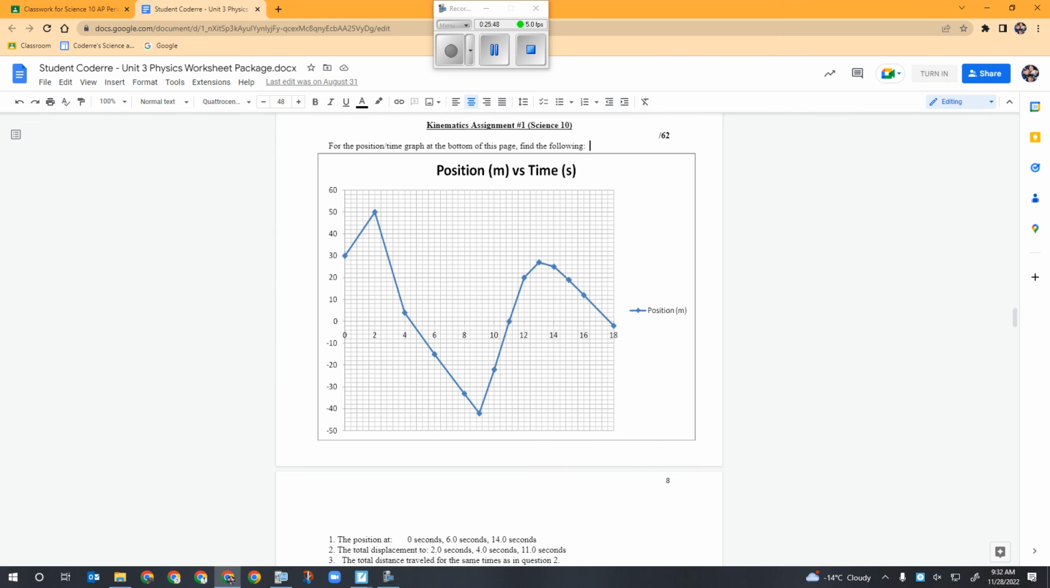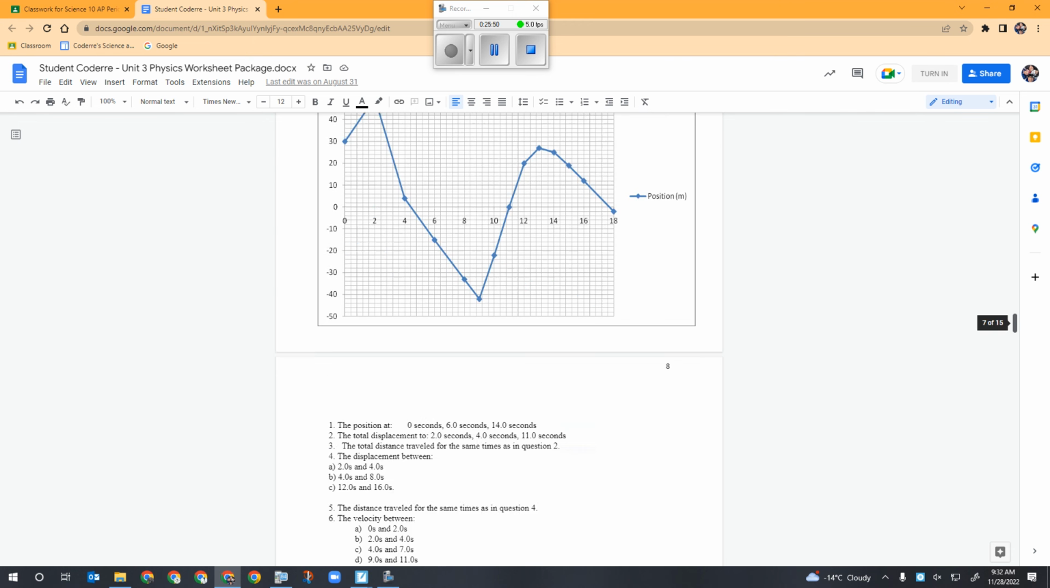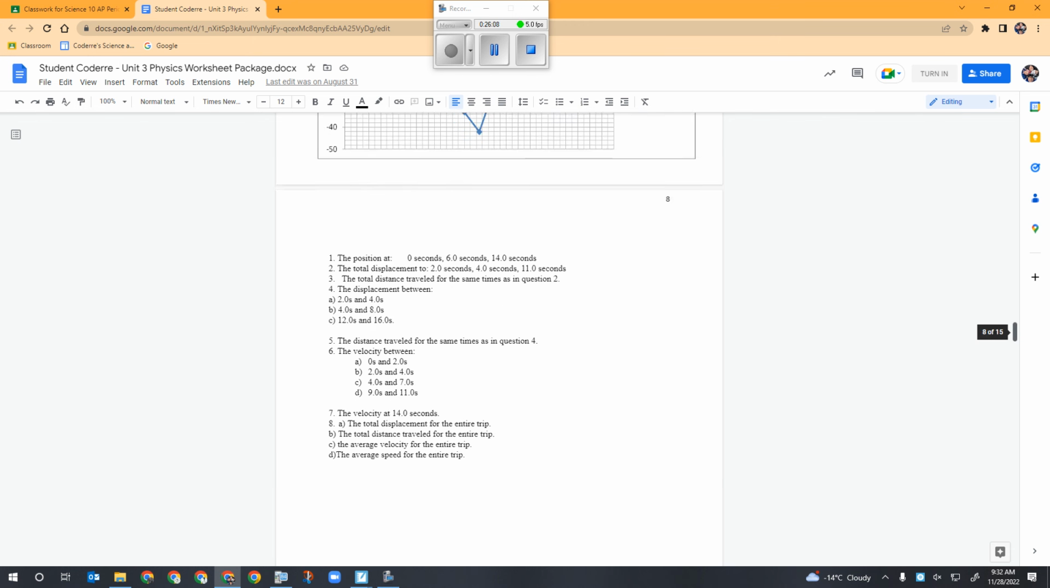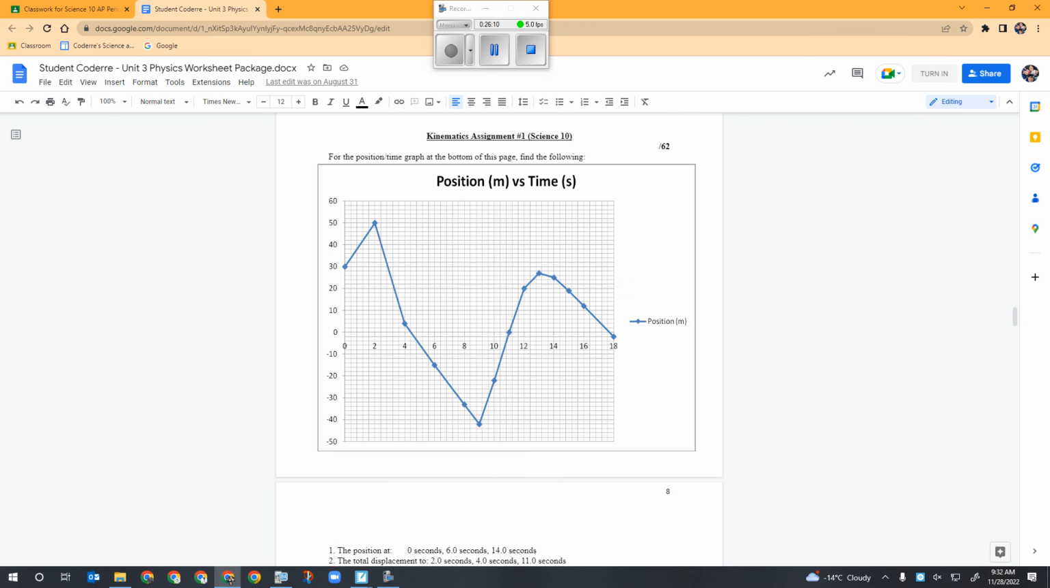Now I'd like you to do number 8. So total displacement for the entire trip, total distance traveled for the entire trip, average velocity, and average speed. So we're looking at number 8 now.